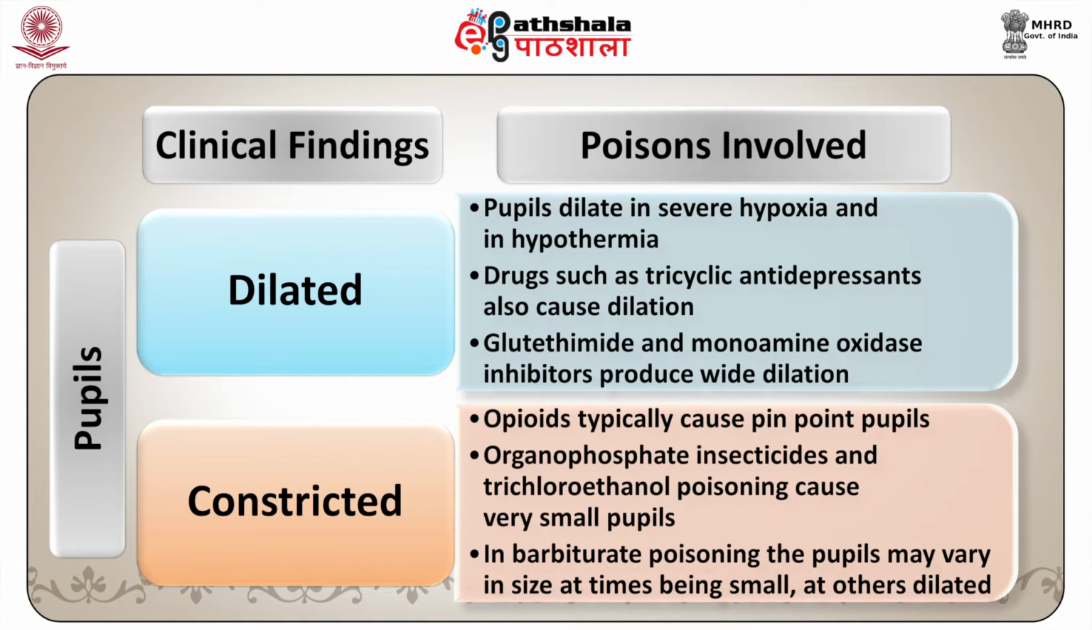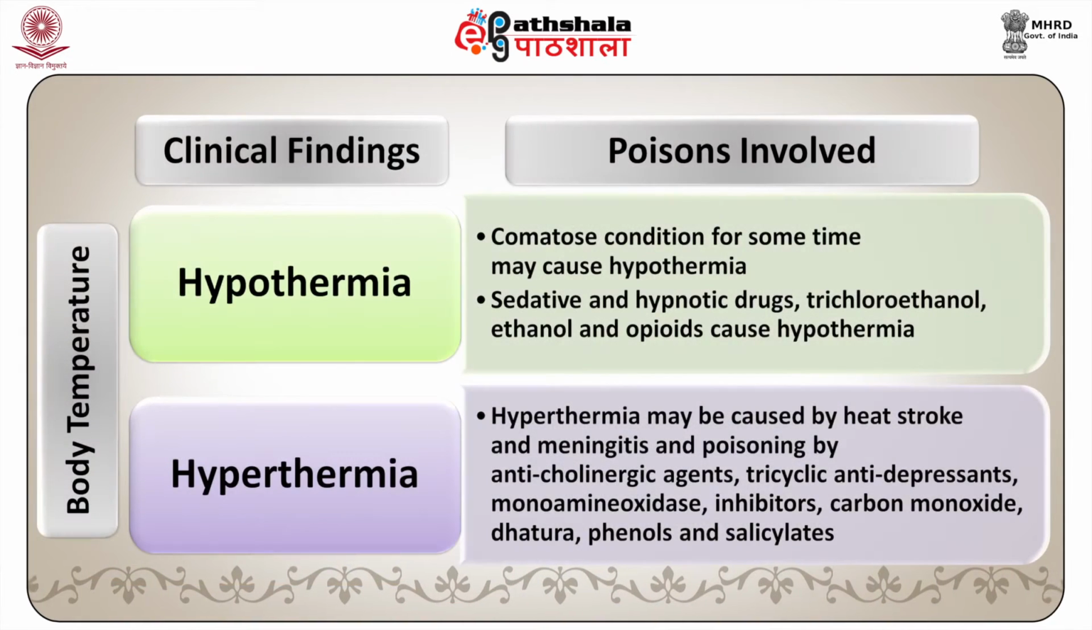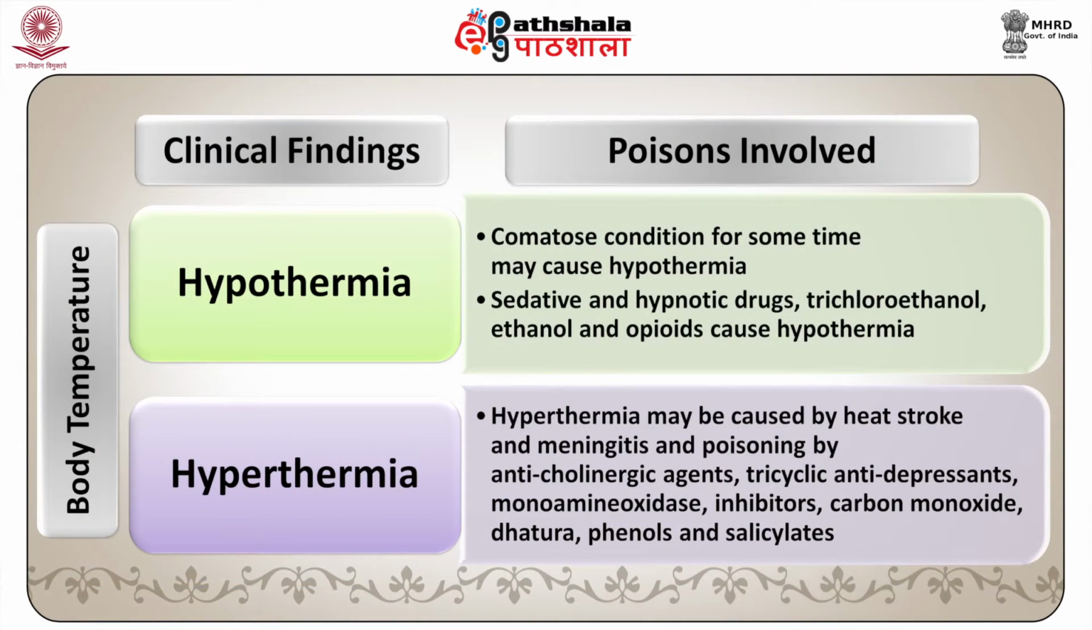Organophosphate insecticides and trichloroethanol poisoning will also cause very small pupils. In barbiturate poisoning, the pupils may vary in size, at times being small and at other times dilated also. So it will vary in case of barbiturate poisoning. Next, the changes in body temperature.